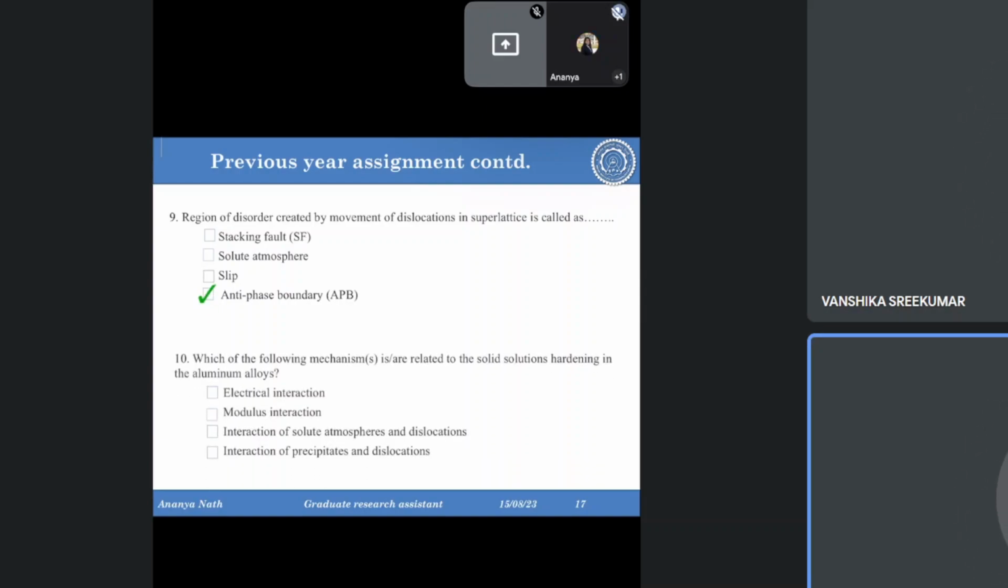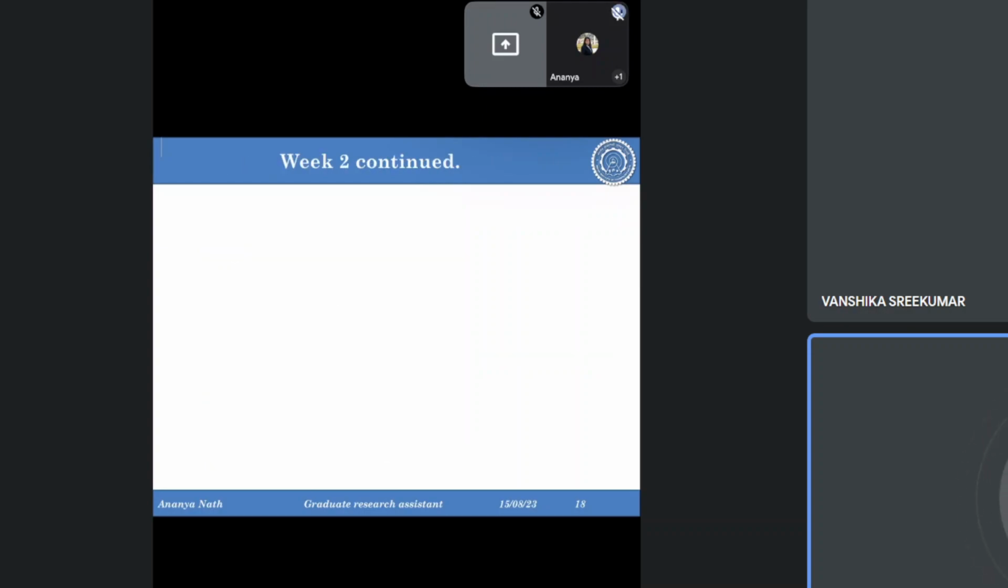Last one: which of the following mechanisms is or are related to solid solution hardening in the aluminum alloy? It's from the previous week's lectures: electrical interaction, modulus interaction, these two, and then the stacking fault. Yeah, I recollect. So there were only four ways of solid solution hardening. So it's all about the previous year assignments.